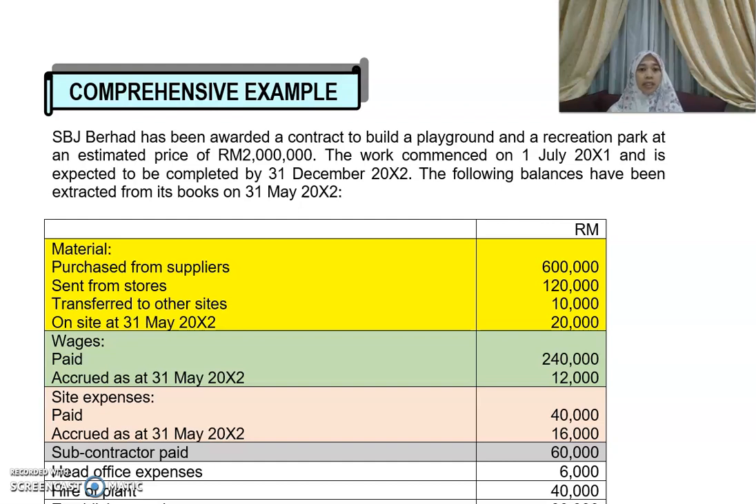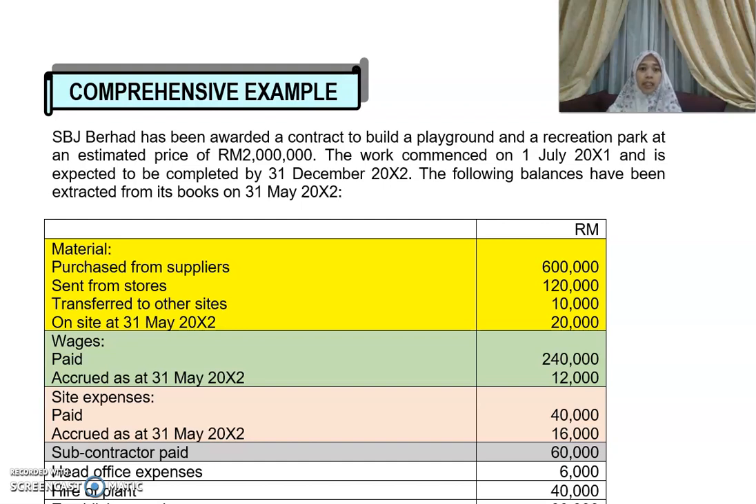Now let's look at a comprehensive example. SPG Berhad has been awarded a contract to build a playground and a recreation park at an estimated price of 2 million. So this is the contract price. The contract price for this particular contract is 2 million. The work commenced on 1st July 20x1 and is expected to be completed by 31st December 20x2.